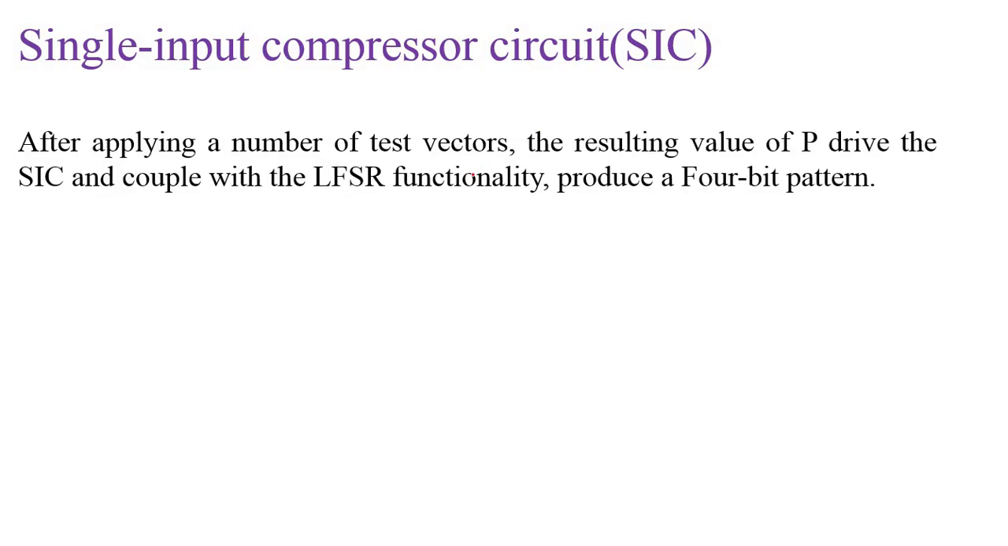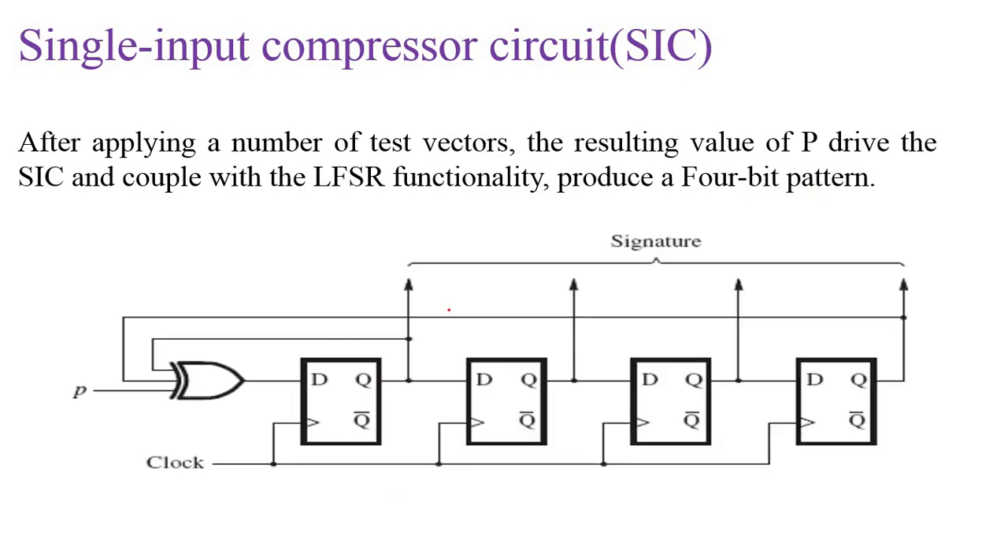In the single input compressor circuit, after applying the number of test vectors, the resulting value of P drives the SIC, and coupled with the linear feedback shift register it functionally produces a 4-bit pattern. So here, after applying the number of test vectors, the resulting value of P drives the SIC. That means a single input compressor circuit. This is nothing but a single input compressor circuit, used in order to avoid circuit complexity.